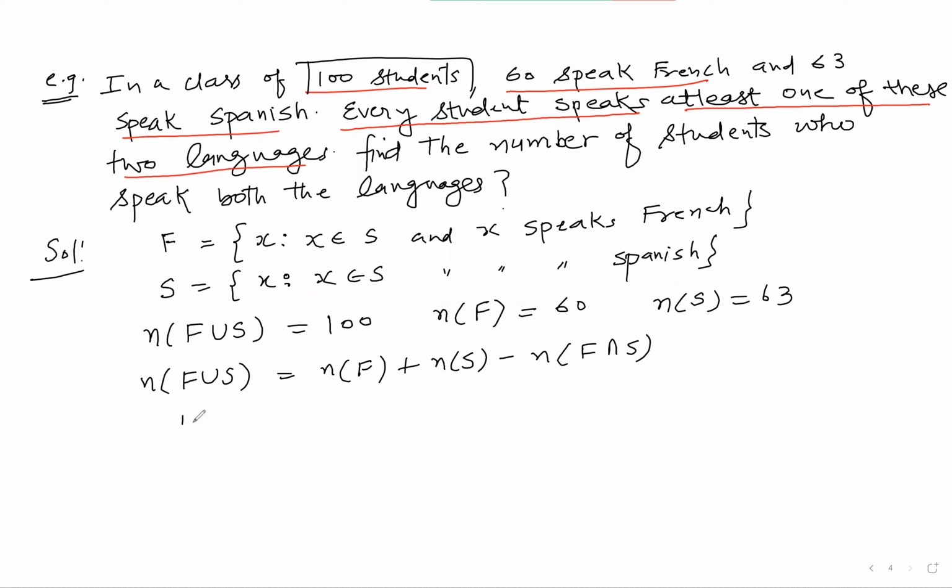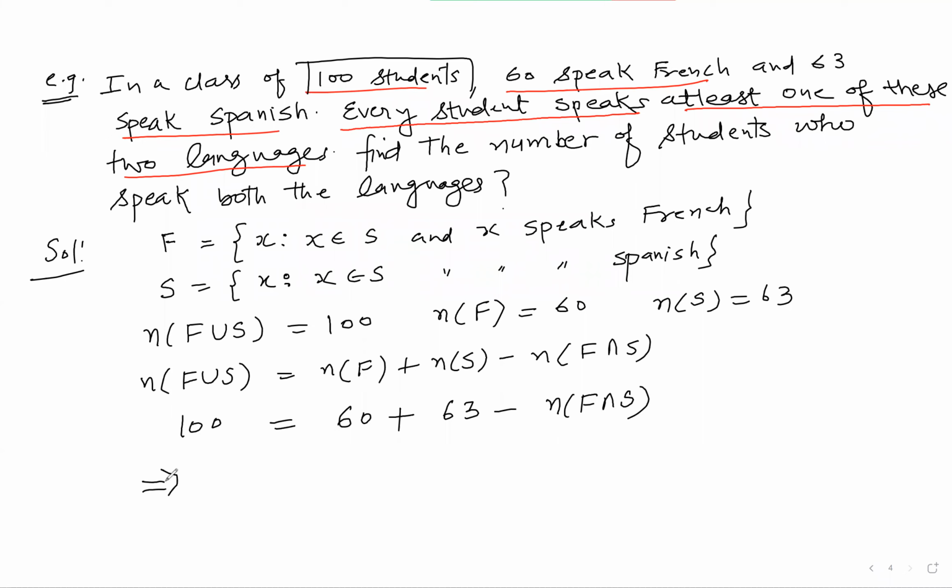So the union is 100. The number of students in F is 60. What is the number in S? 63. And what is the intersection? We are to find this intersection, the number in F intersection S.